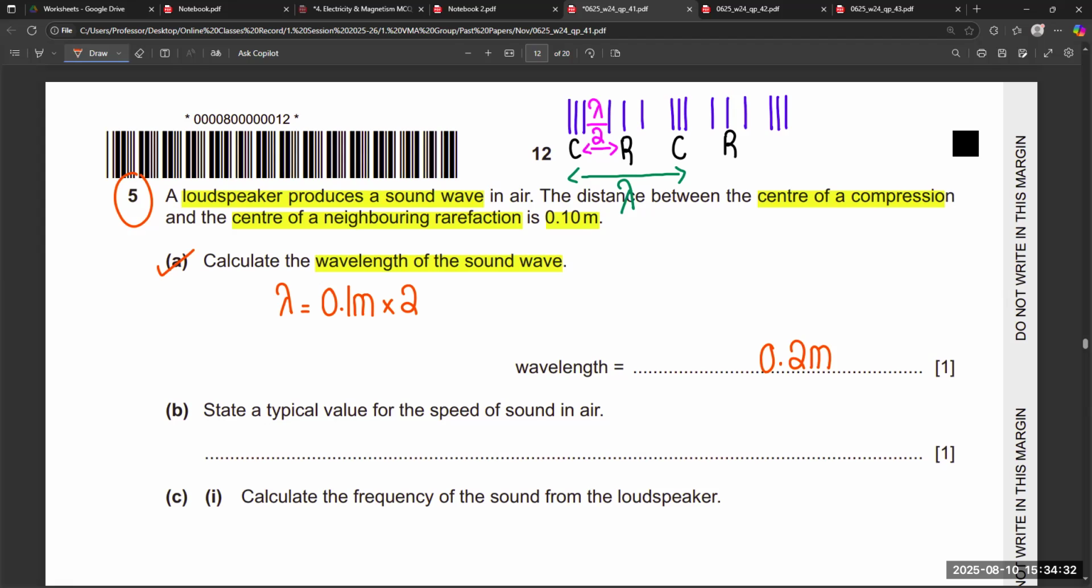And B part is state a typical value for the speed of sound in air. So we already know we have to write a fixed value for the speed of sound in air, that is equal to, you can write any value between 330 to 350 meters per second.